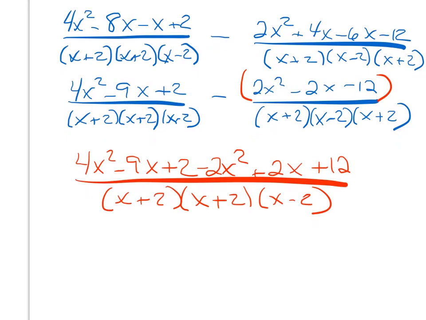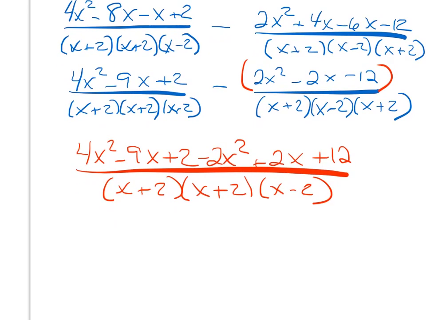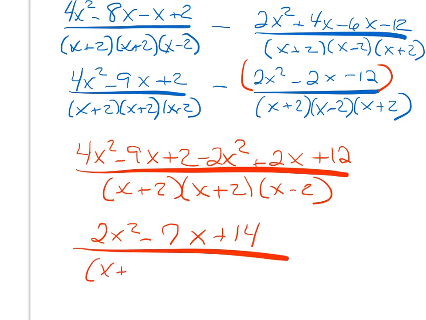And for my final step, I will go ahead and combine like terms. So 4x squared and minus 2x squared is 2x squared. Negative 9x and positive 2x is negative 7x. Positive 2 and positive 12 is positive 14. All over, again, that same common denominator.